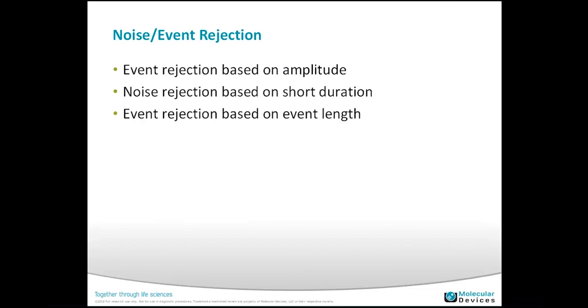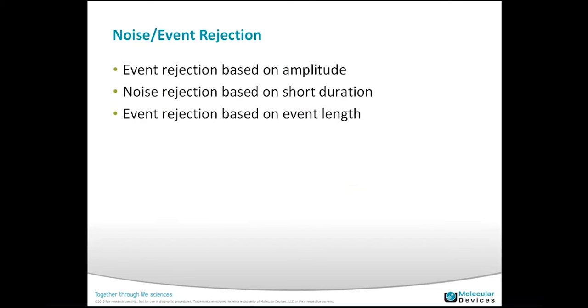And then for the noise and event rejections, in Clampfit there are several ways of rejecting unwanted events. Which method we should use depends on the nature of the unwanted events. For example, if the event is very large in amplitude relative to the action potential, we can use the event rejection method based on amplitude.